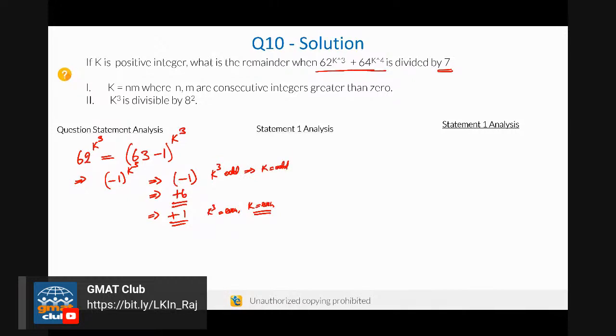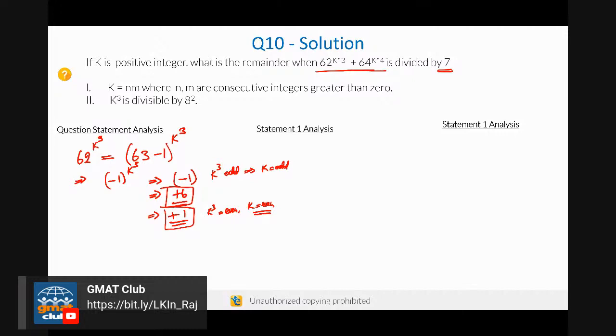How many of you were able to get to this part over here? The remainder would either be plus 6 or plus 1, depending on whether k is even or k is odd. How many of you were able to get to this? Yes, no? Perfect.